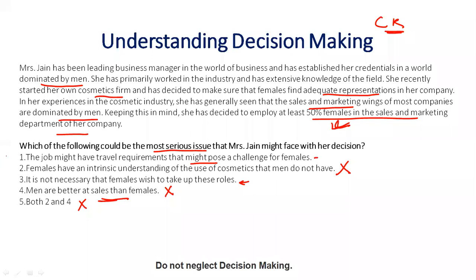Hence 1 and 3 में से none of the option is 100% right, none of the option is 100% wrong. But if I have to choose one, I'll probably choose one. And then the answer will be 1 and not 3. Clear sabko? I think most of you have got it right.